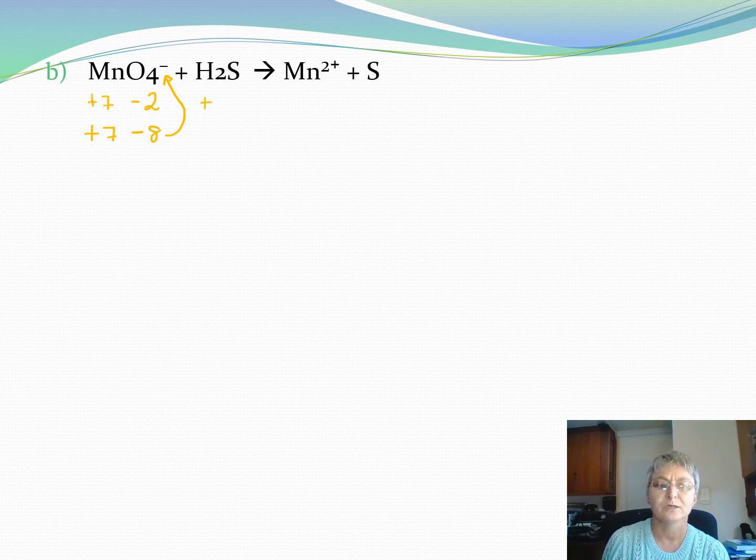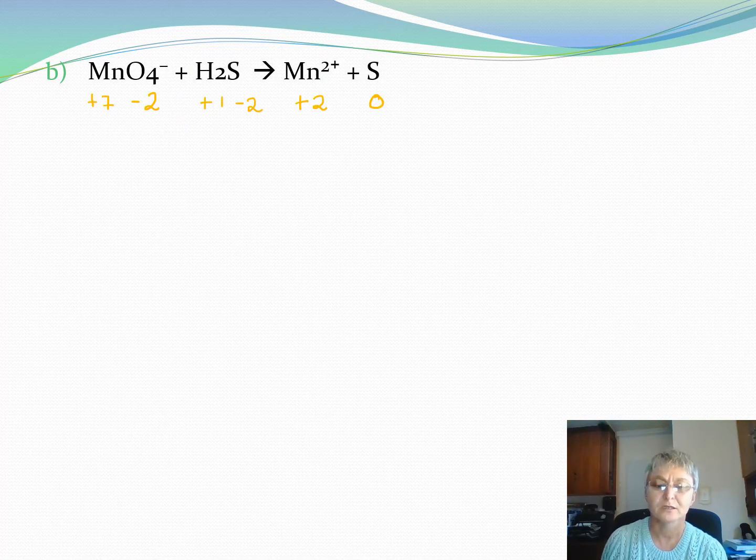Hydrogen is +1, sulfur is -2. The manganese on the product side is +2 because its ionic charge is 2+, and the sulfur is by itself, so it's got a 0 oxidation number.